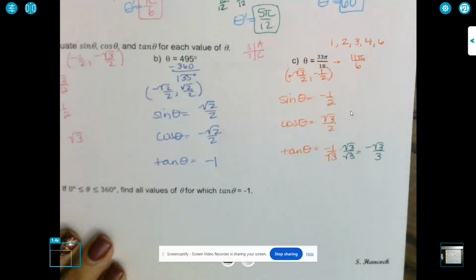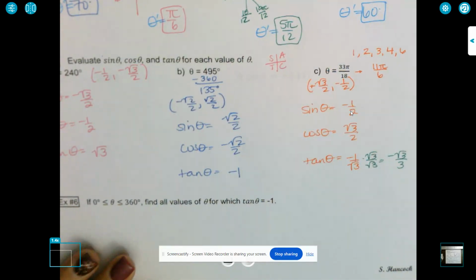All right, last example on here. We're going to talk about your Delta Math real quick, and then y'all do need to finish filling in your unit circle. All right, so example number 6. If theta is between 0 and 360 degrees, so just one unit circle rotation, find all values of theta for which tangent is -1.